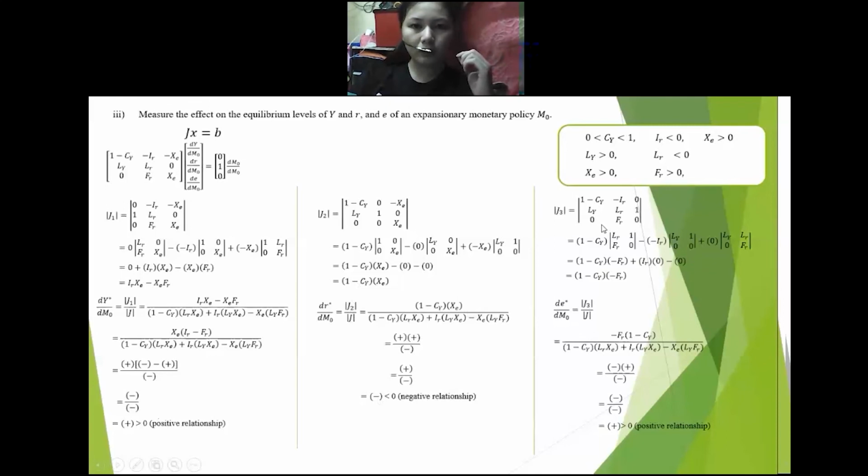And then for the third one also the same. We have to find the E relationship with M now. So we put P into the third column. Then by using the same way, we can get the determinant is 1 minus Cy times negative Fr. And then divided by the Jacobian determinant, we will get the positive relationship.